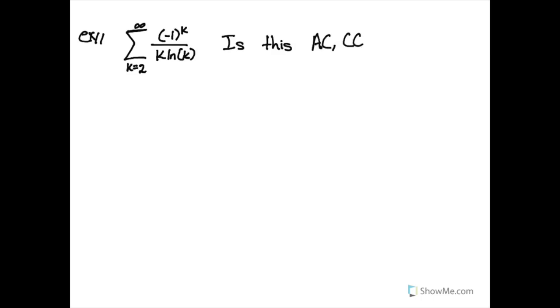Let's consider the series starting at k equals 2 to infinity of minus 1 to the k over k ln k. And the question is this: is it absolutely convergent, conditionally convergent, or divergent?